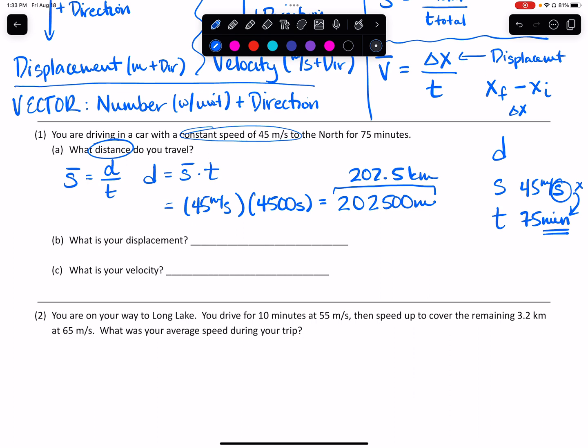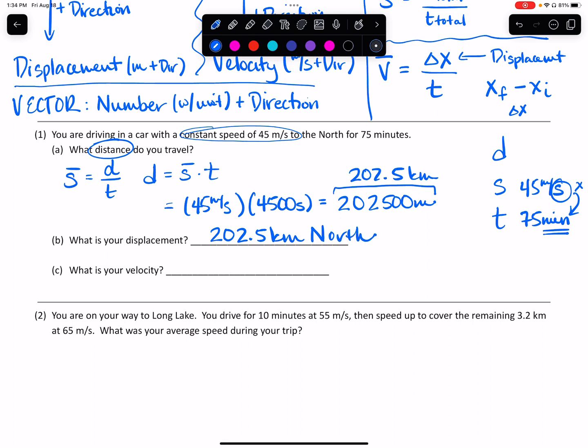All right, now the question next is, what is your displacement? Now remember, the difference between displacement and distance is the direction of that travel. So we're traveling down a highway. We're going to make the assumption that it's a straight line because the problem doesn't tell us it's not. So we traveled 202.5 kilometers to the north, according to the problem. That would be our displacement.